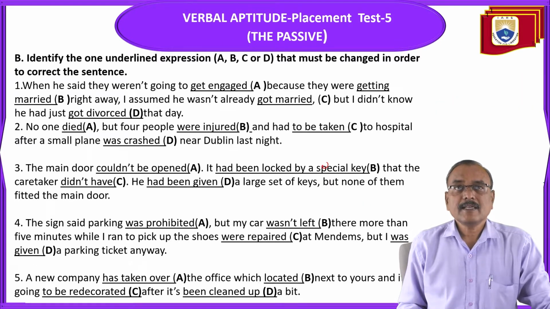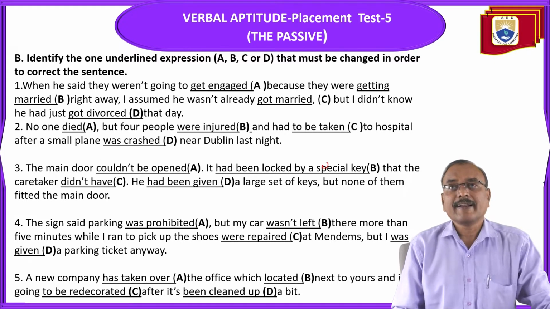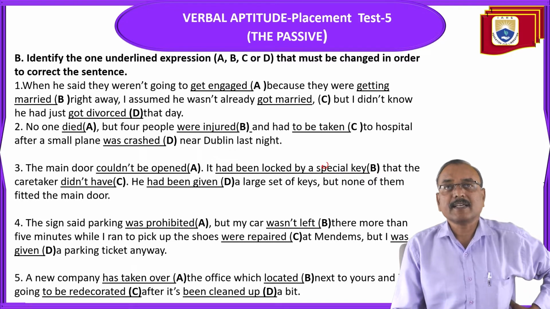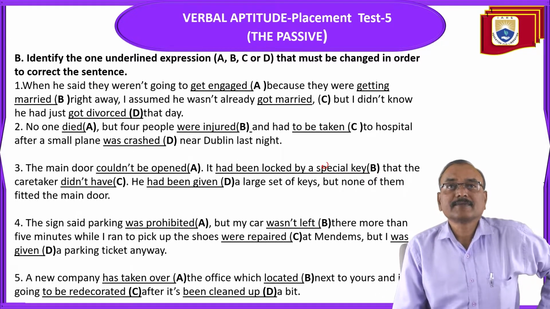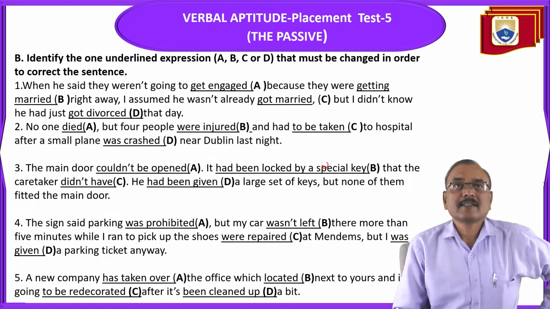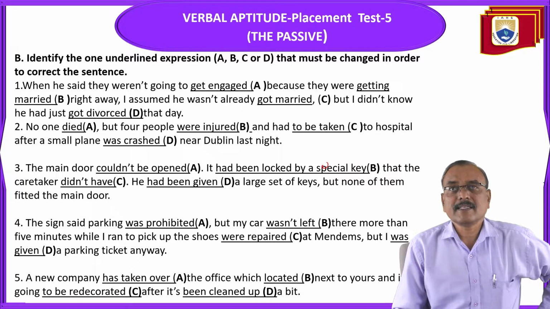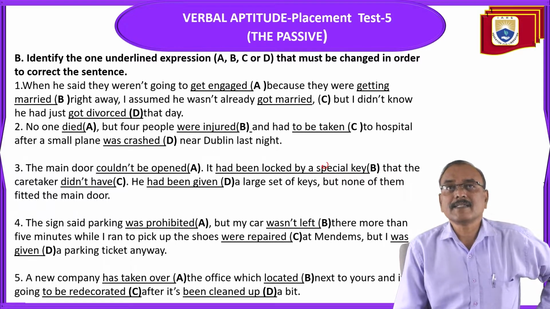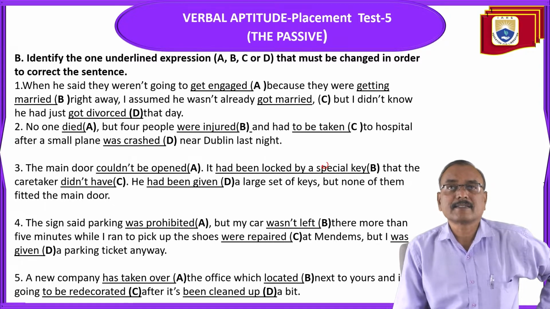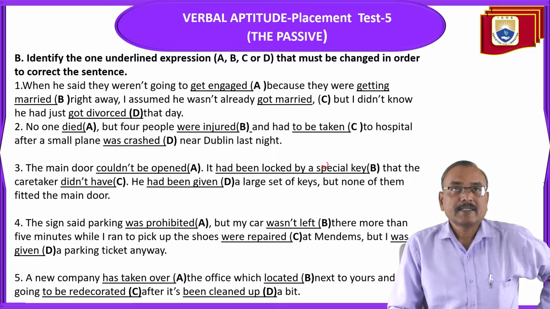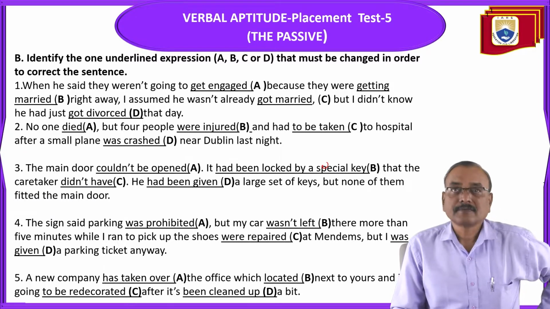Next, let us move to section B. That is errors in the sentences. Is it clear? So we have to identify the error part. Read the instructions. Identify the one underlined expression, that is A, B, C or D, that must be changed in order to correct the sentence. Let us see. First one.